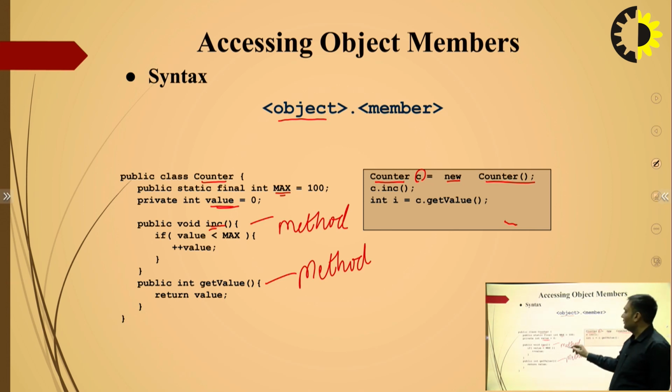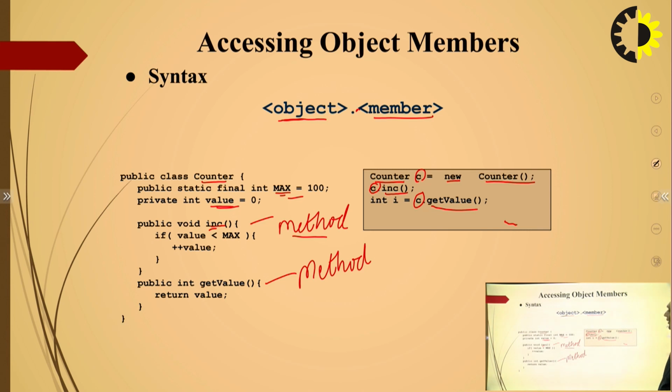Now to access these methods or attributes of the class, we need to use object dot member. So the object is C and the members are inc, and similarly the object is C and the method is getValue. So to access getValue or inc, we need to write object dot method name. In this way we can access the methods of the class.